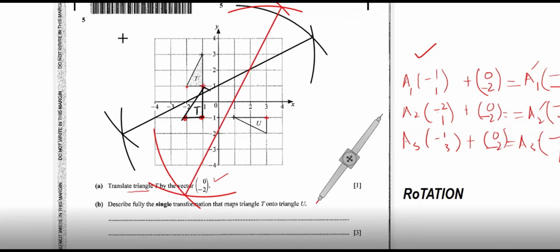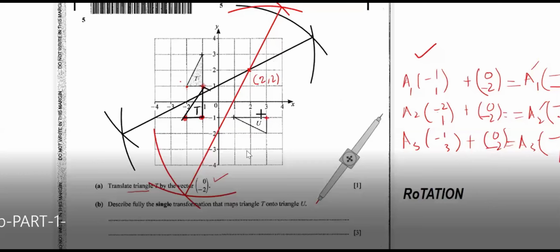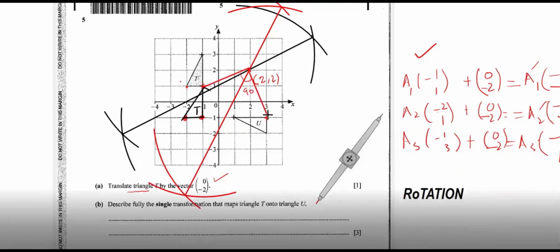Both perpendicular bisectors intersect at this point, and this point is (2, 2), the center of rotation. Now we will calculate the rotation angle. To calculate the angle of rotation, we will join the image point to the center of rotation and the object point to the center of rotation. The angle between these lines is 90 degrees.